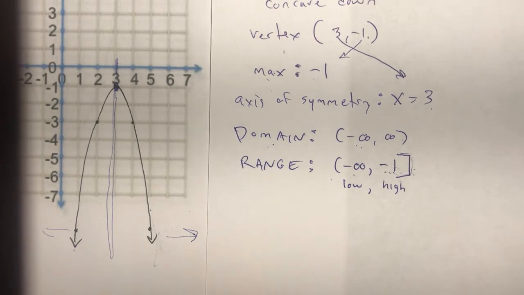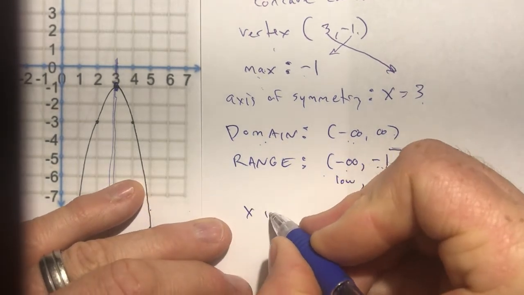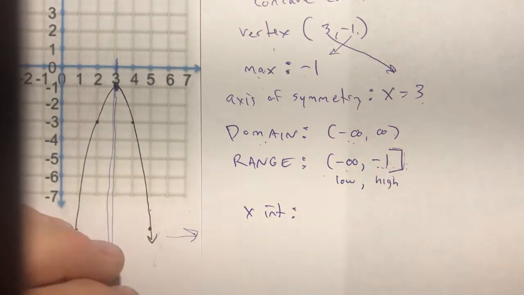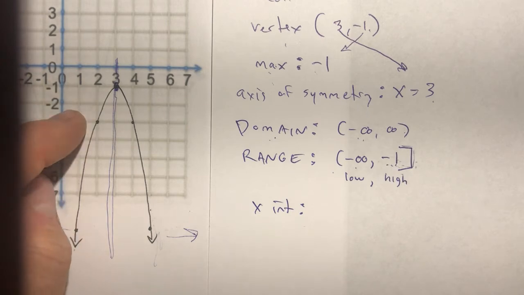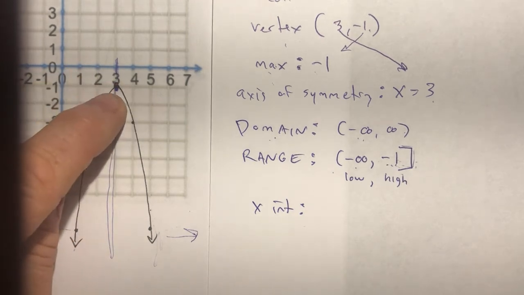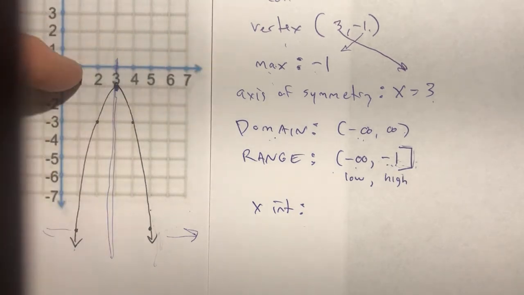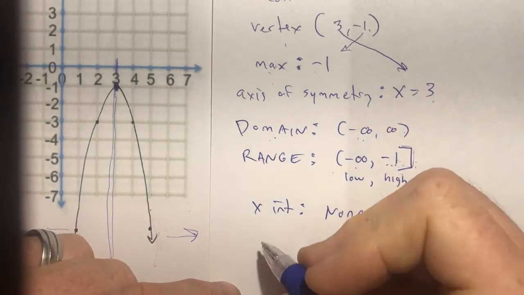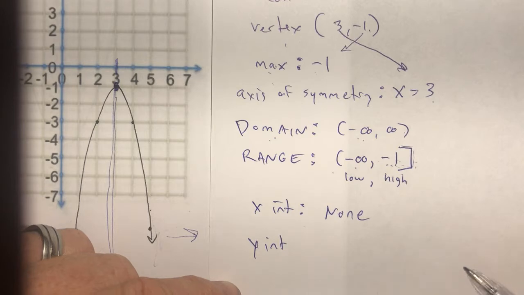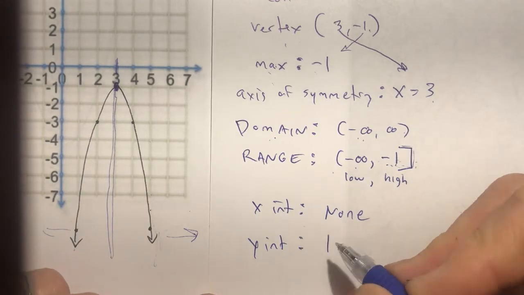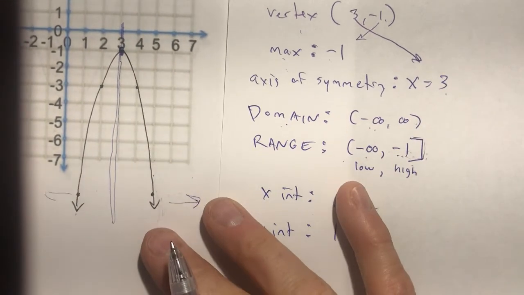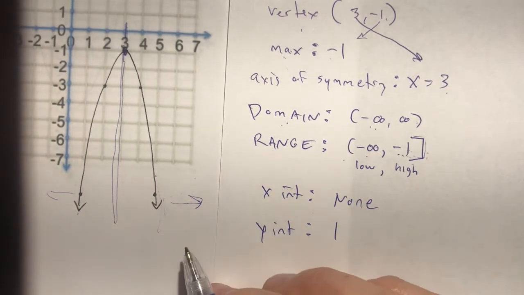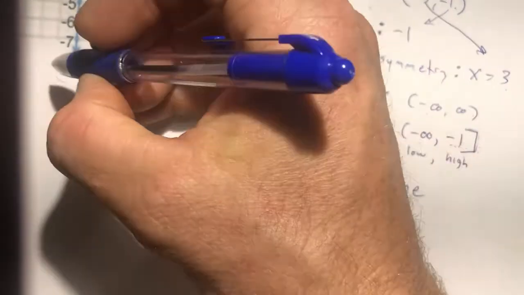Okay, now, about x-intercepts. X-intercepts. This one doesn't have any, does it? See, here's the x-axis, and it does not cross the x-axis, so this has none. What about y-intercepts? Okay, it does have one. And again, this one's off the graph, so we can't tell what it is just by the graph. We'd have to extend it on down.